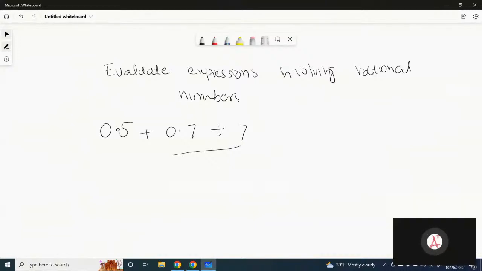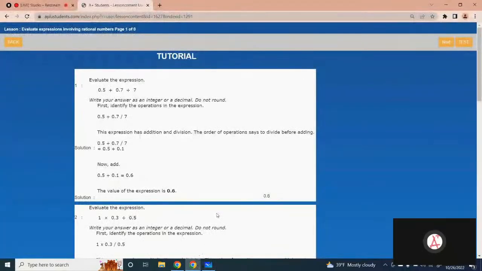So first you have to divide. So 0.7 divided by 7 is, 7 times 1 is 7, so it would be 0.1. Got it? Now you have to add 0.1 plus 0.5 is, yes, it is 0.6. Got it? So the correct option is 0.6.